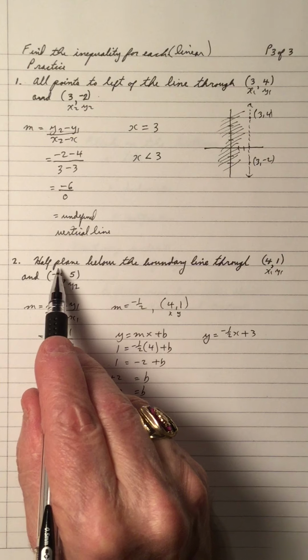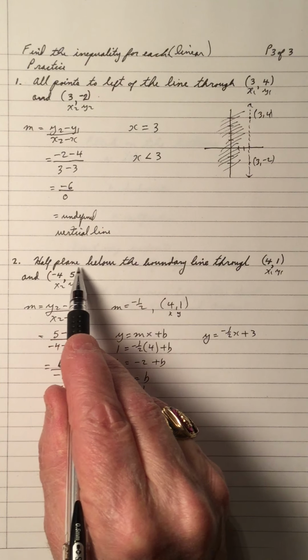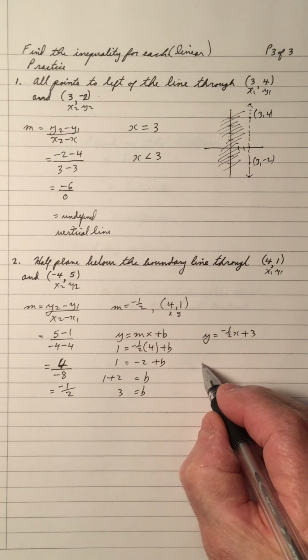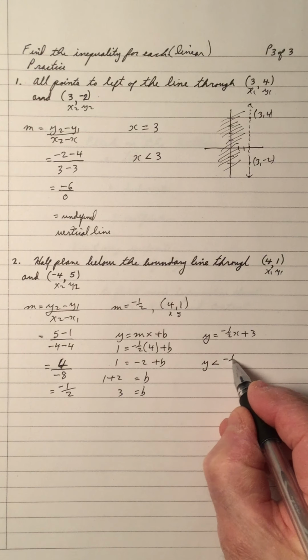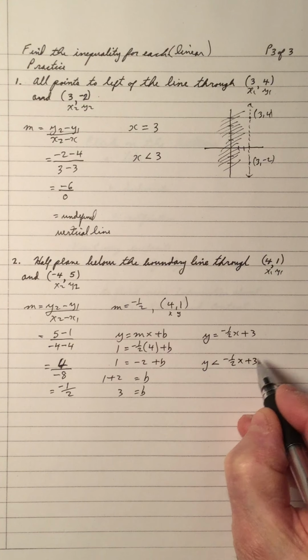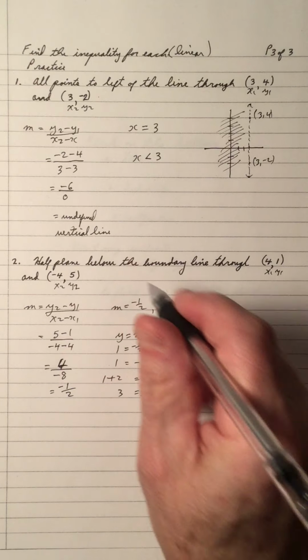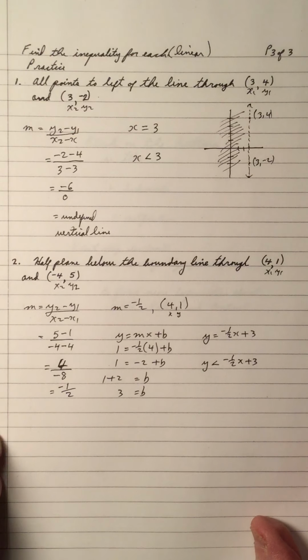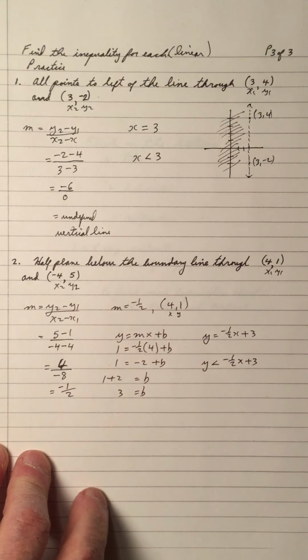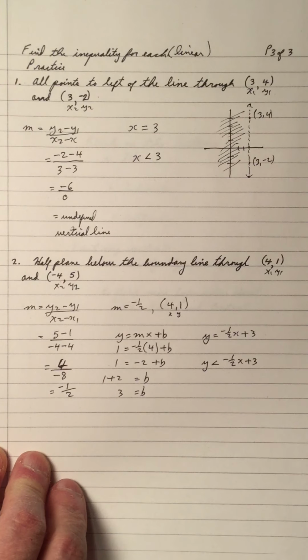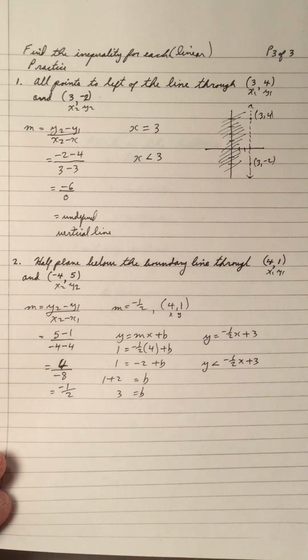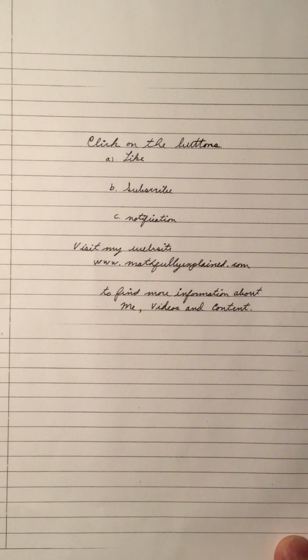But we want the inequality of the half plane below the boundary line. Below is less than and not equal to. So there's the inequality that represents all of these points below the line, or represents the half plane below the line. Again, more practice finding the equation of a line, either horizontal, vertical, or oblique.